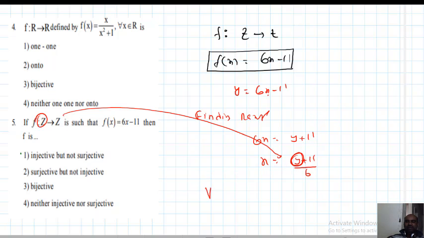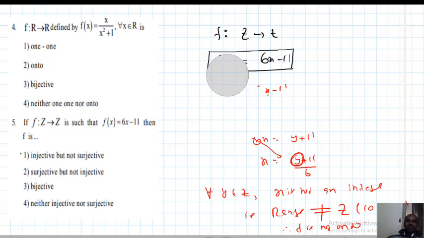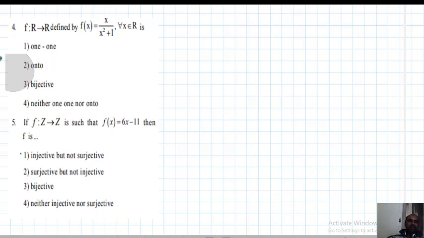Okay, I will write: for every y belonging to Z, x is not an integer. That is, range is not equal to Z, the codomain. Therefore, f is not onto. Already proved f is one-one, now it is not onto. So now I want to write the answer. I want to find out which option is correct for this. Injective but not surjective, correct.